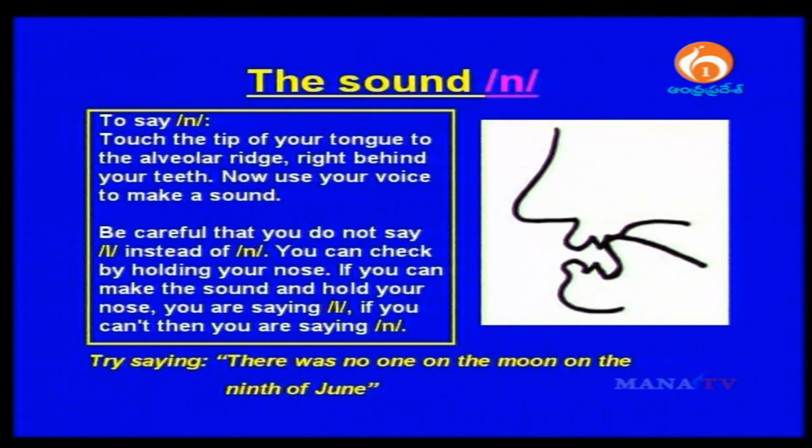Here you have the n sound again. The picture out there shows you how the tongue is pressed at the alveolar ridge, that is the teeth ridge, just behind the upper front teeth. And then release air, not through the mouth again, but through your nose, and you can get the n sound. There was no one on the moon on the 9th of June.